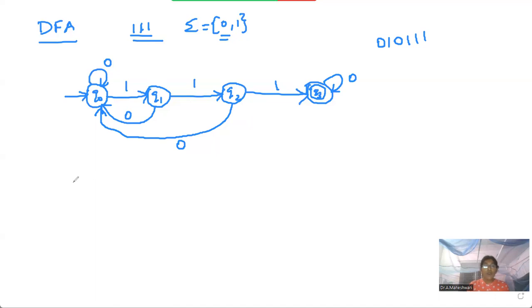Suppose I have one more language, 0 power n, such that n mod 3 is equal to 2. Okay. Now 0 is my input symbol, right? But I need that n value. If you know the n value, I can easily draw the diagram. For that n value, they have given some constraint. So n mod 3 is equal to 2.